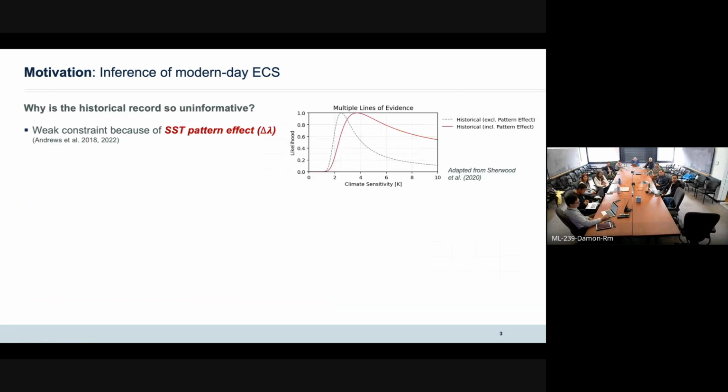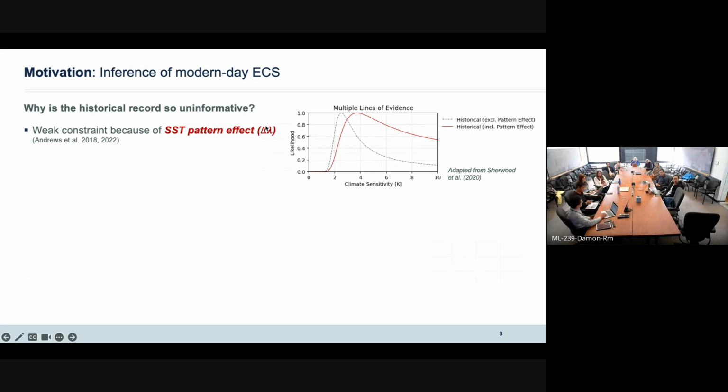Before we jump into the paleo data, though, I think it's important to turn a little bit of our attention to the historical record, specifically at why the tail for ECS in the historical record is so high. And I'm showing on the upper right here the climate sensitivity inferred from the historical record with and without this thing called the SST pattern effect.